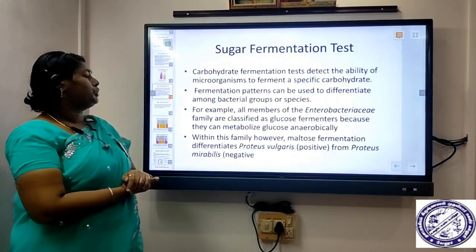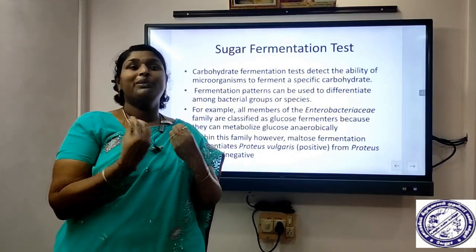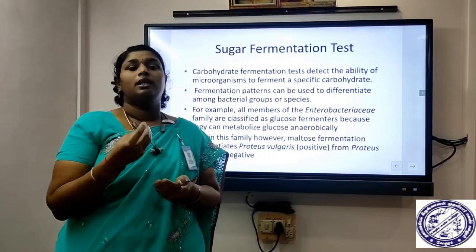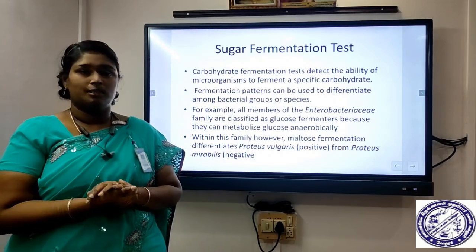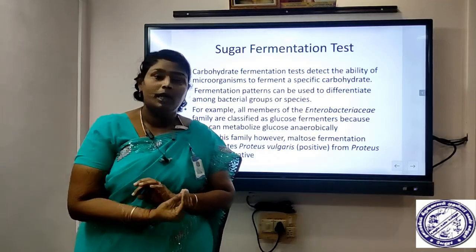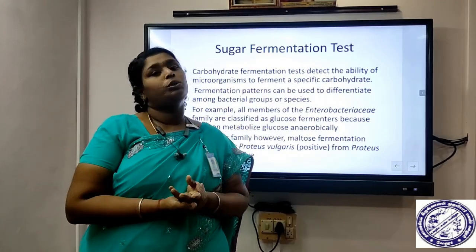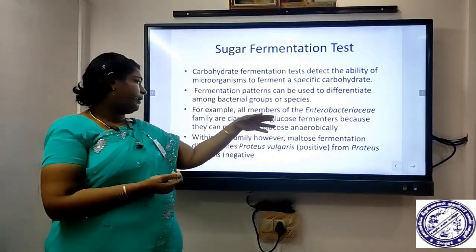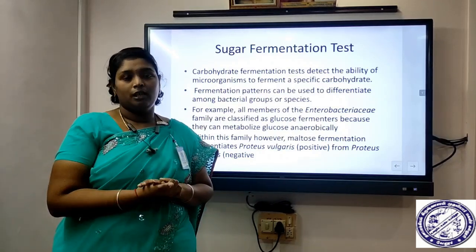So next test is the sugar utilization test. So we know that all the organisms have the ability to utilize carbohydrates for their metabolic activities. In that carbohydrate thing, glucose is the common sugar which has been utilized by all the organisms because it is a simple sugar, so that all organisms have the ability to synthesize, metabolize, ferment, and utilize glucose. Other than that, different varieties of sugars will be available in the sugar fermentation process. In case of the Enterobacteriaceae family, all the members have an ability of utilizing the glucose.